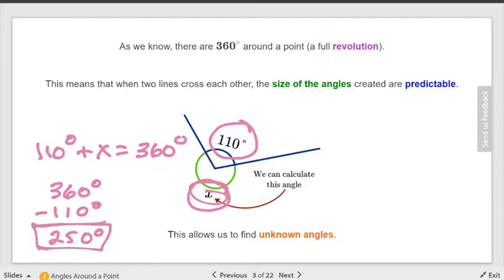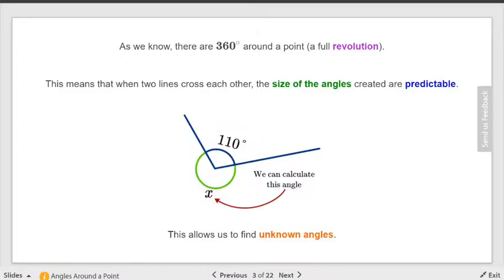Mr. Sal, after we do that, do we then have to show the 110 plus x? No, all you need to see is the subtraction. So that means we can find the unknowns. Is it always going to be two angles? No, it could be more. It could be divided into more.